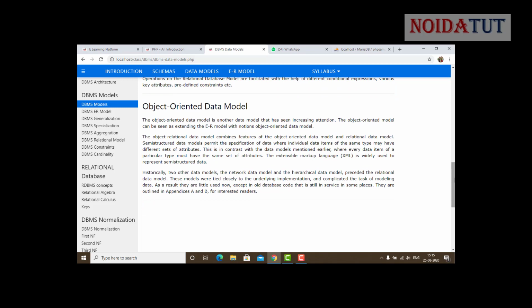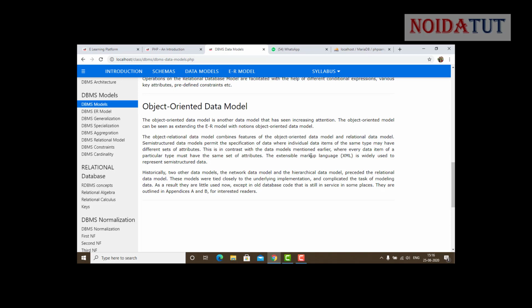Now let us have a brief look at the object oriented model. The object oriented model is another data model that has seen increasing attention. The object-oriented model can be seen as extending the ER model with notions of object-oriented data. The object relational data model combines features of the object-oriented data model and the relational data model.